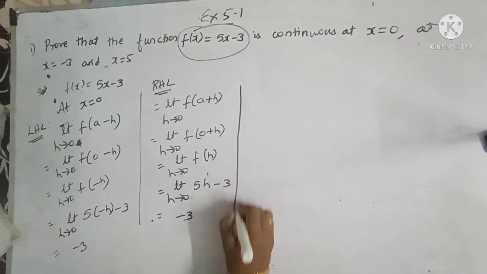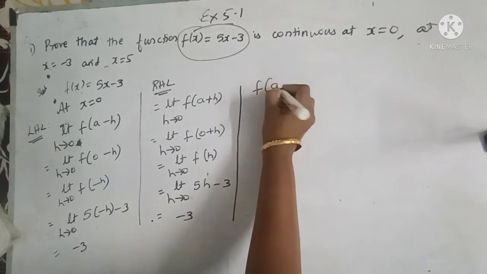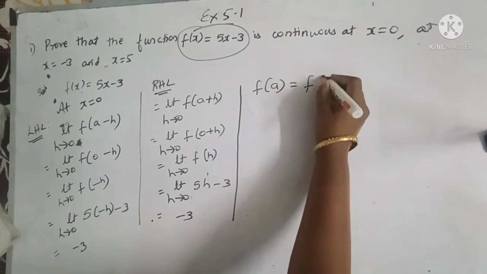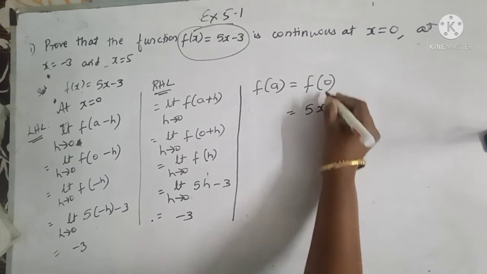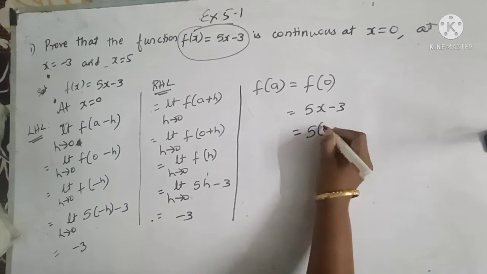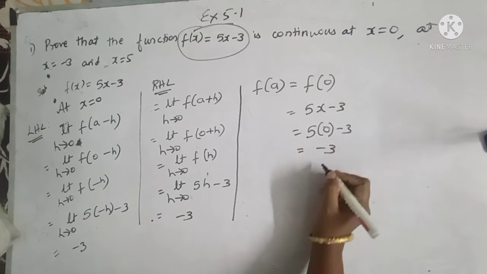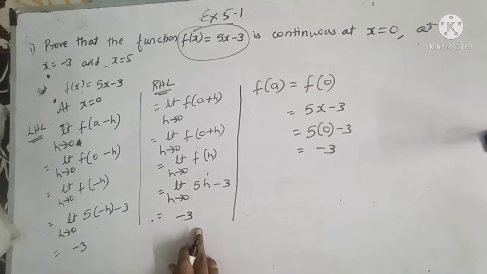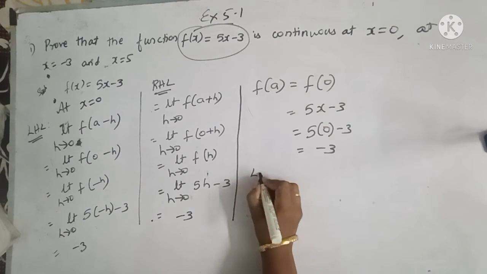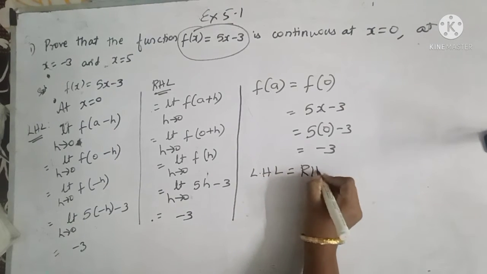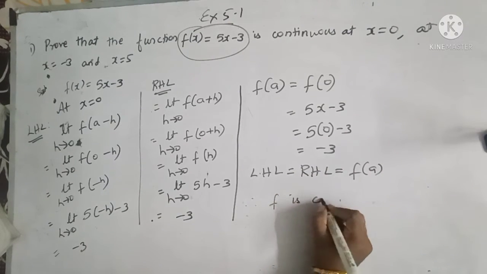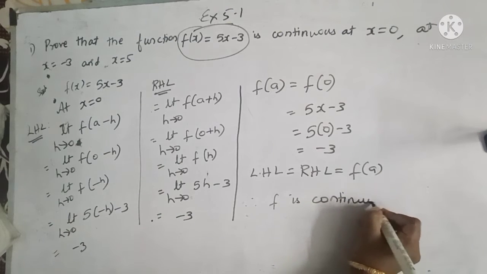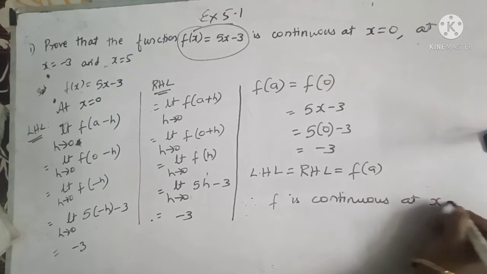Now we have to consider the image, that is f of a. So what is f of a? A is nothing but 0. So f of x value is 5x minus 3. So in the place of x we have to substitute 0. 5 into 0 minus 3 is equal to minus 3. So left hand limit equal to right hand limit equal to image. So LHL is equal to RHL is equal to f of a. Therefore we conclude that f is continuous at x is equal to a, that is x is equal to 0.